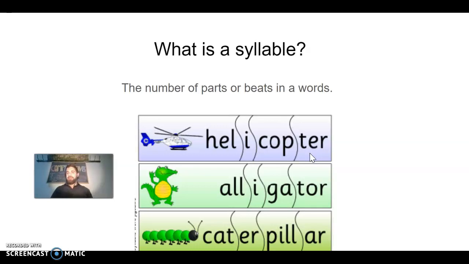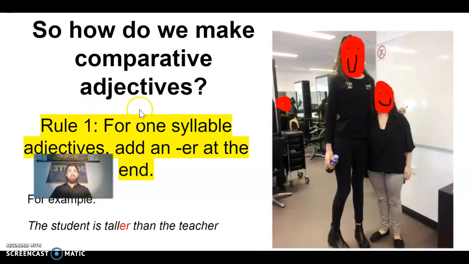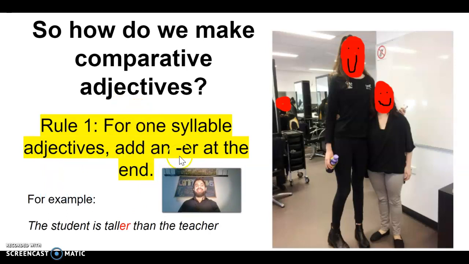So therefore, remember the rule. The rule was, if it is a 1-syllable adjective, we add an ER at the end. So only for 1-syllable adjectives.